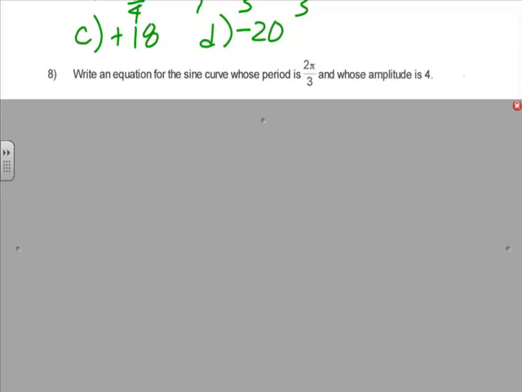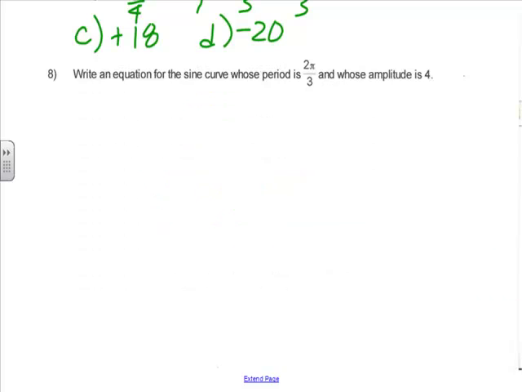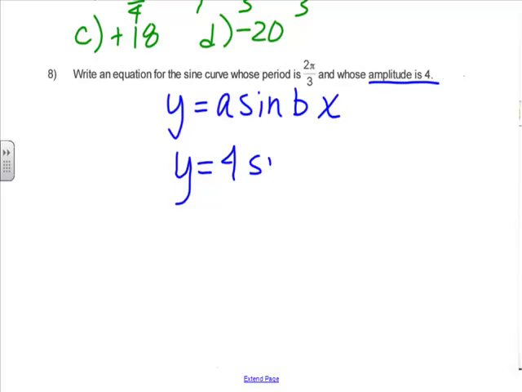Okay. Write an equation for the sine curve whose period is 2 pi over 3 and whose amplitude is 4. So let's do that. I'm just going to write my standard form out here, y equals a sine, and since I have no phase shift, I'll just go ahead and simplify the equation and write y equals a sine bx, because that's really all I need. So y is equal to, my amplitude is 4 sine.